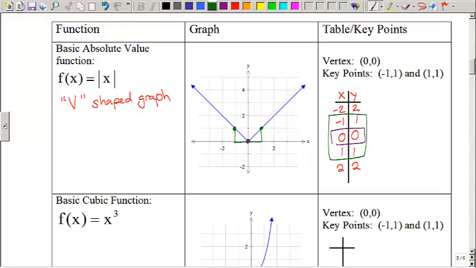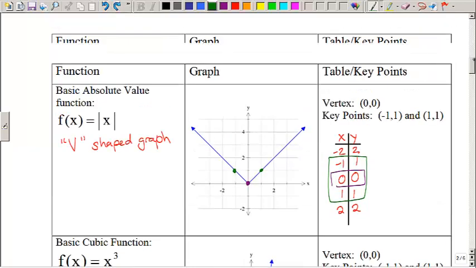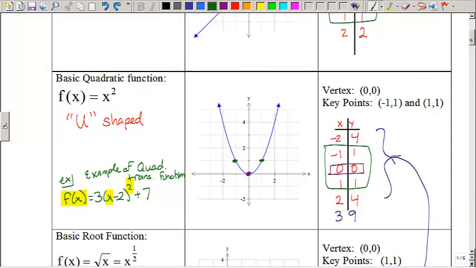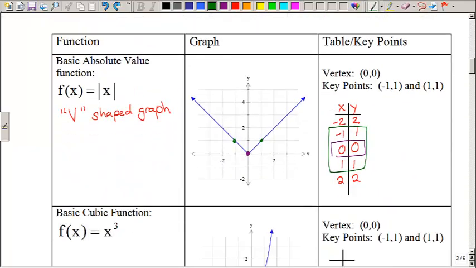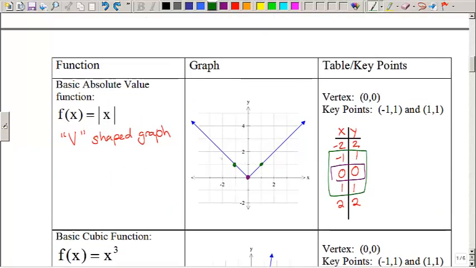Notice that these are the same key points as your quadratic function up here. But your quadratic function, you need to know, is U-shaped, and so it's going to be nice and curvy, and it's going to increase much quicker than your absolute value function here, which is V-shaped. It's two nice, very straight lines. So not only do you need to know your key points, you have to know the shape so you can graph correctly.